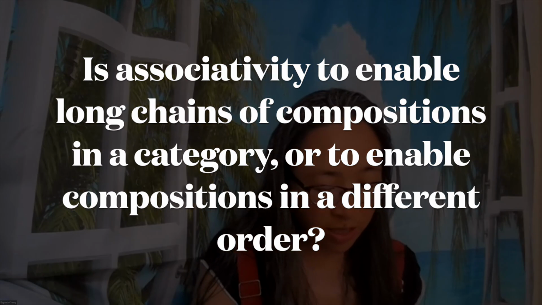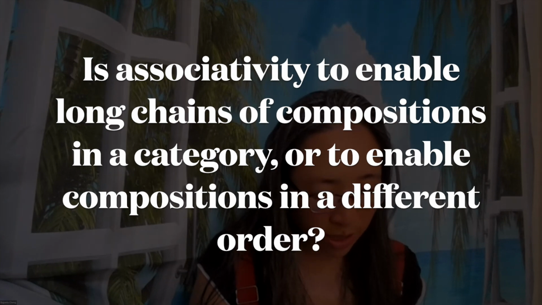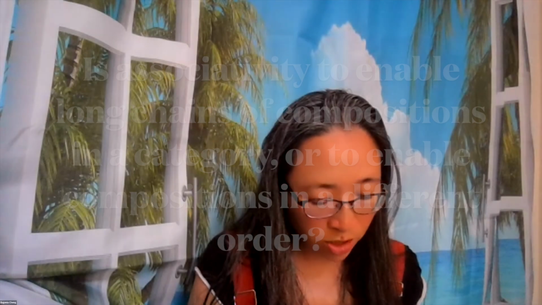Is associativity to enable long chains of compositions in a category, or to enable associations of composition in a different order? So this is on page 101. And at the bottom of that page, I say, note that associativity looks like it's a condition on three composable arrows, and it is, but really, what we really want to know is that a string of composable arrows of any length has one unambiguous composite.